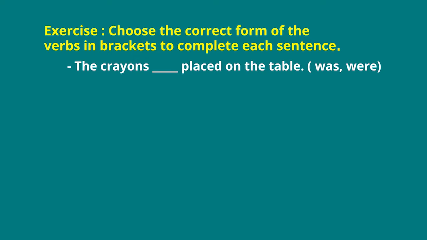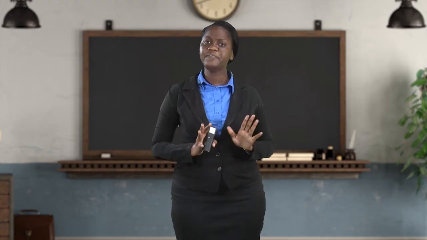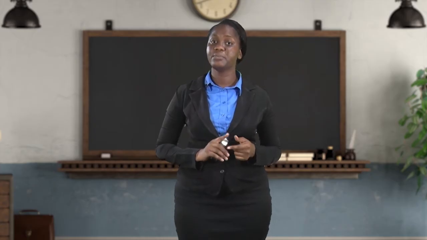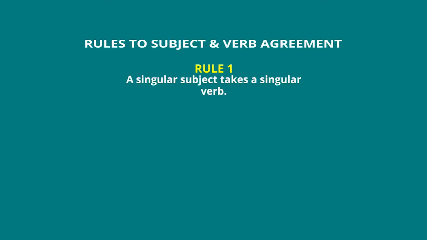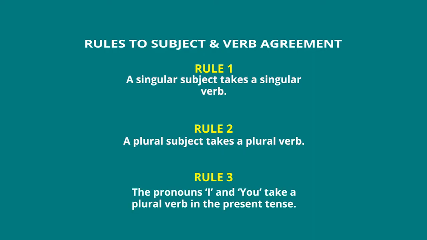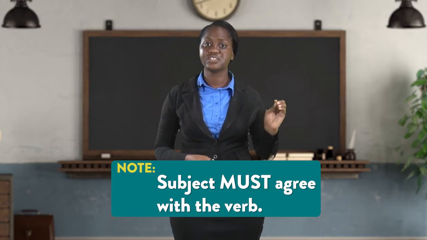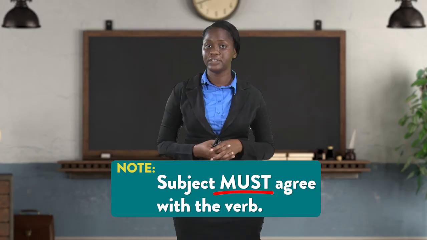Number 1. The crayons something placed on the table. But before we give our answer, let me remind you that Rule 1 states that a singular subject takes a singular verb. The second rule told us that a plural subject takes a plural verb. And our third rule said that if we're using the pronouns I and you, we must use a plural verb form. Remember also that our subject must agree with the verb.